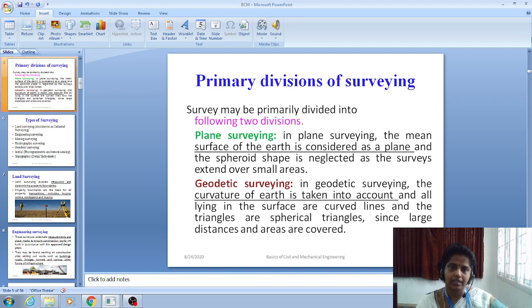Next topic, we see the primary divisions of surveying. We have two primary divisions: first is plane surveying, second is geodetic survey. In plane surveying, the earth is considered as a plane surface. That type of survey is a plane survey. In geodetic survey, the earth is considered as having a curvature. That type of survey is a geodetic survey.